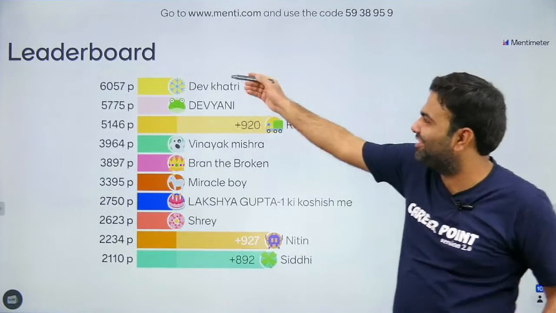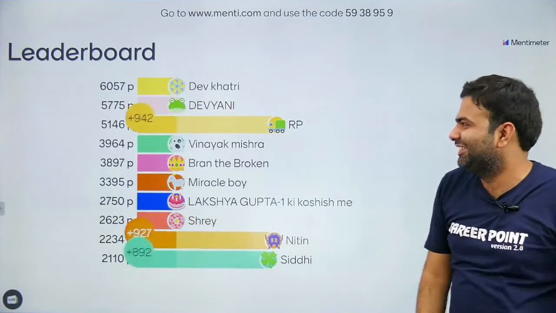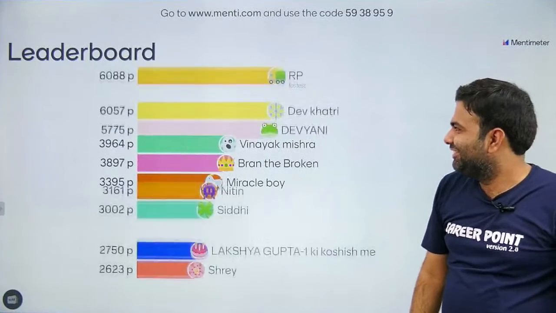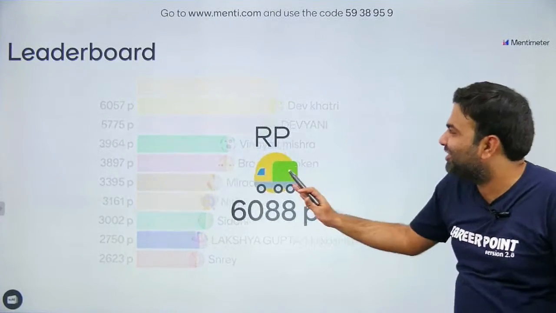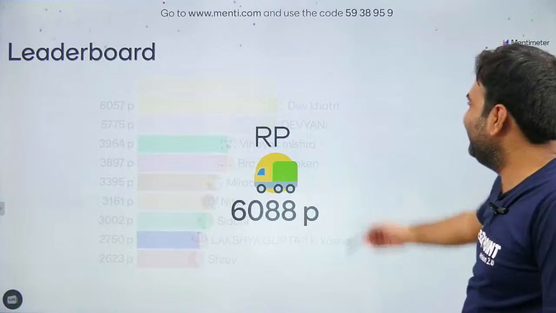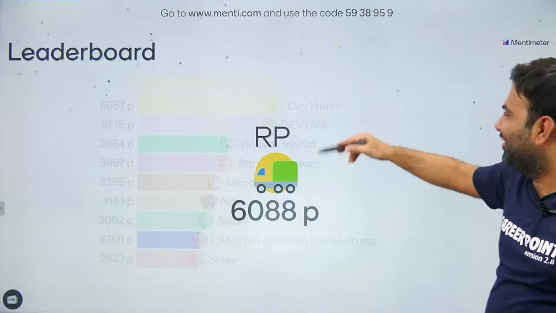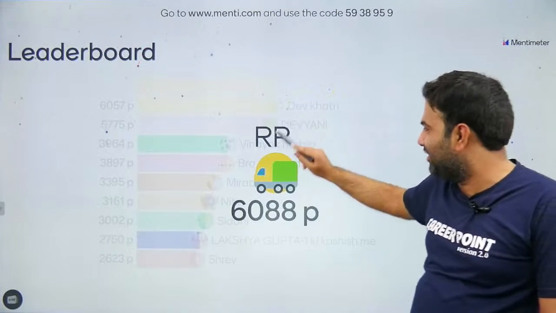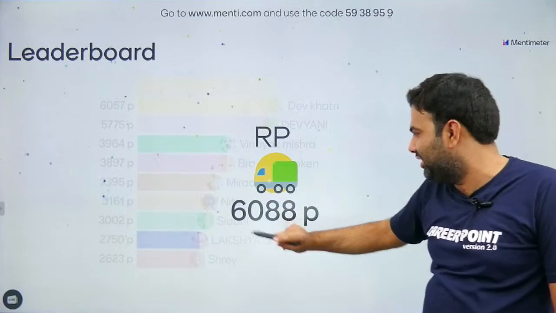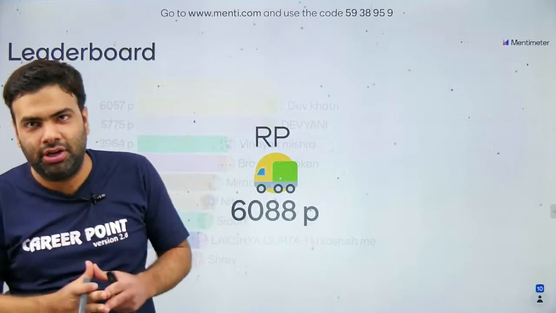Okay, both the toppers have not given the answers. Oh, RP has stopped. See, Dev has not answered, so RP is the topper. Then Dev is there, then Devyani, then Vinayak, then Saundarya, Miracle, Nitin, Siddhi, Lakshya and Shrey. So all of you have performed very well, very good.